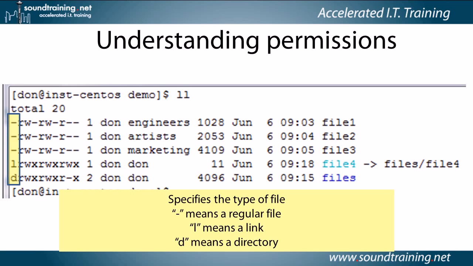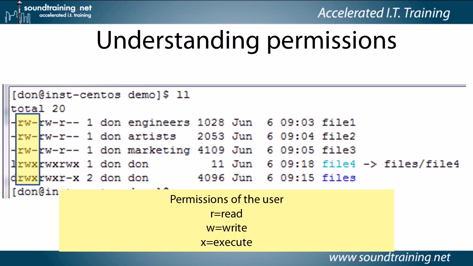A hyphen means a regular file, an L means a link, as we can see on the second one from the bottom. That's a symbolic link linking file 4 to a different location. And a D means a directory. Again, as you see at the very bottom of the output, that's a D indicating that files is a directory.